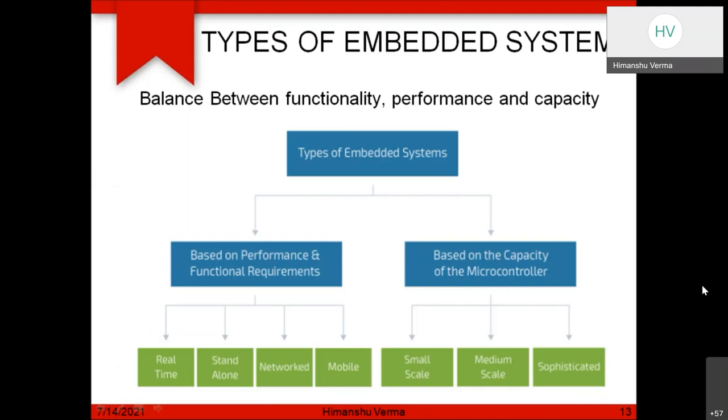Okay, now the second type of system we have is a standalone system. A standalone system is a kind of system which does not require a host system or a lot of components, right? It just takes some inputs from the outside world and provides output.